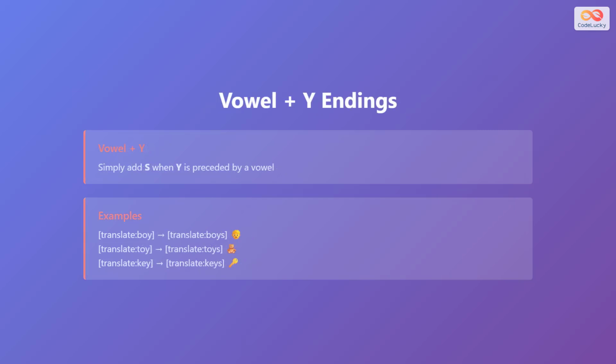However, when the letter Y comes after a vowel, the rule is different. In this case, you simply add S, just like the basic rule. For example, a boy becomes boys. A toy becomes toys. A key becomes keys. The vowels are A, E, I, O, and U, and they make this rule easier.